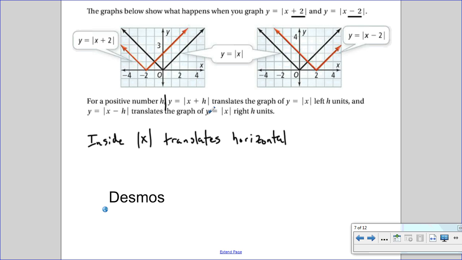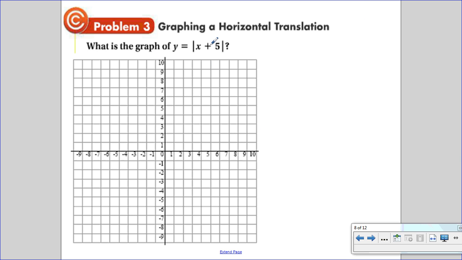Just remember, plus 2 translates it to the left, minus 2 translates it to the right. Okay. So what is a plus 5 going to do? Translate it to the left. 1, 2, 3, 4, 5. And then it's just over 1 up 1, over 1 up 1. And you have your graph.